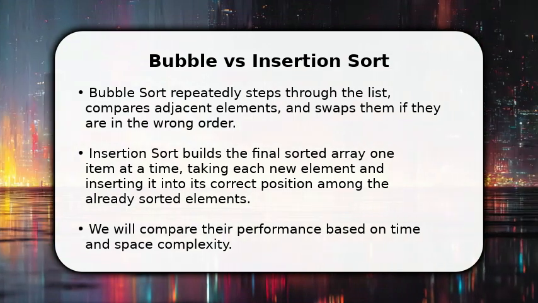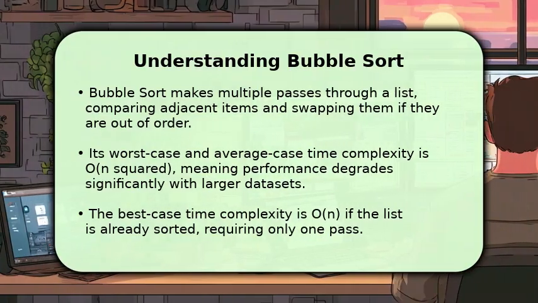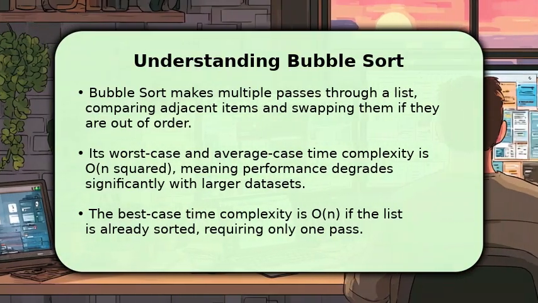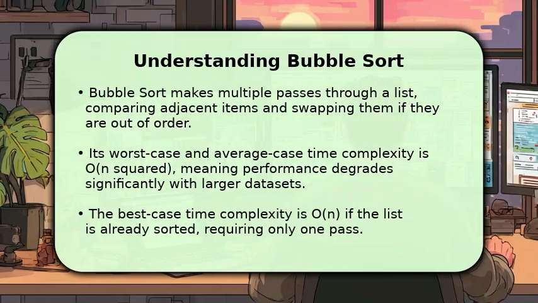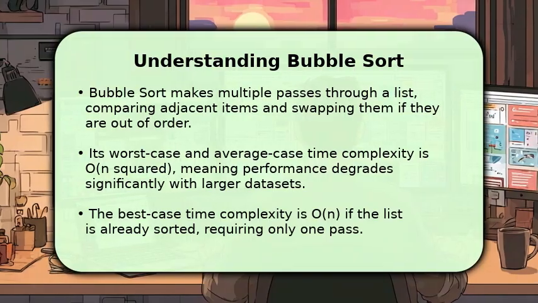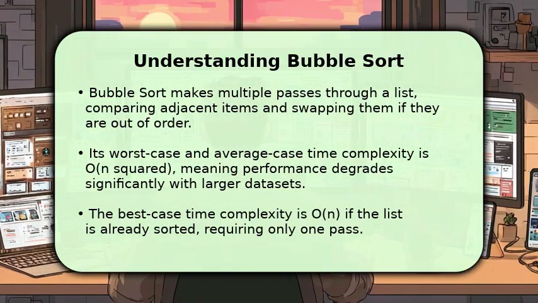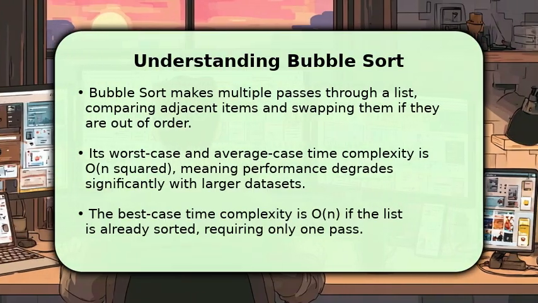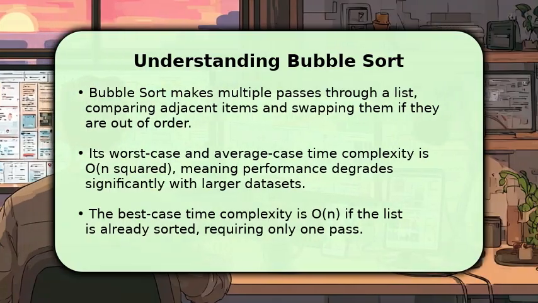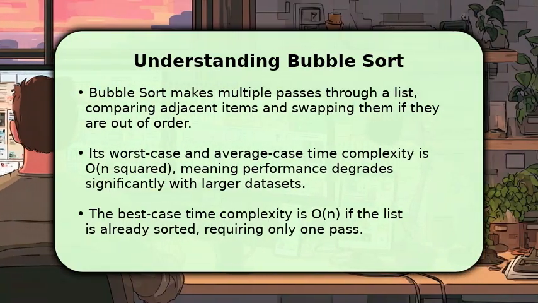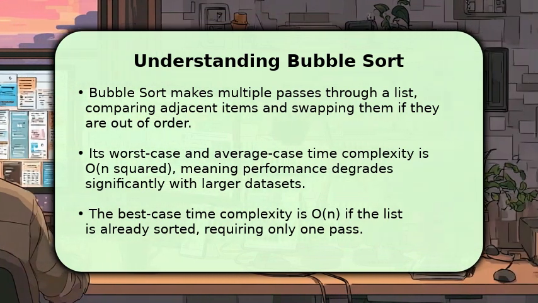and weaknesses. Bubble sort is a simple algorithm that repeatedly steps through the list, compares adjacent elements, and swaps them if they are in the wrong order. This process continues until no swaps are needed, indicating the list is sorted. Its worst case and average case time complexity is O(n squared), making it inefficient for large datasets. However, its space complexity is O(1), requiring minimal additional memory, which can be an advantage in very constrained environments.